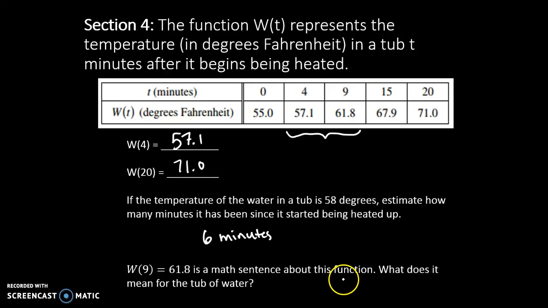W of 9 equals 61.8 is a math sentence about this function. What does it mean for the tub of water? It means that 9 minutes after it was heated, the tub is 61.8 degrees.